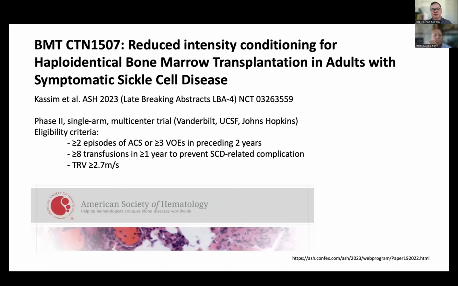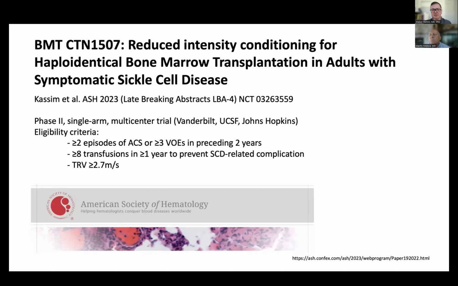There has been a lot of work trying to find more donors for patients. One strategy that would increase a lot the ability to find donors would be what we call haploidentical bone marrow transplant, which means you're using a donor that's only 50% a match, and almost every patient, or at least many patients, have at least a parent or a sibling who is half compatible.